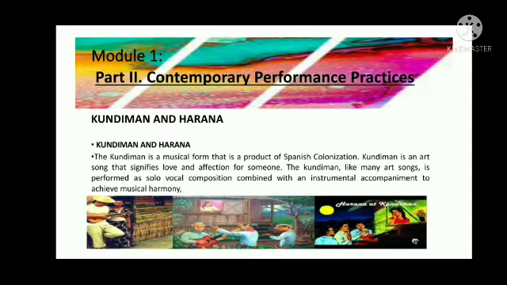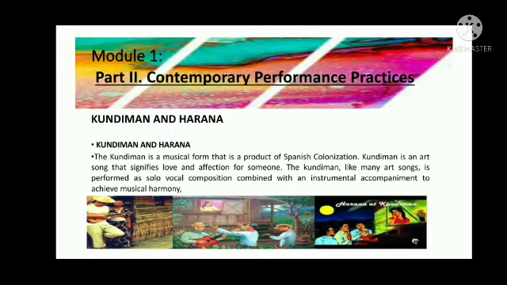Next, we have kundiman and harana. The kundiman is a musical form that is a product of Spanish colonization. Kundiman is an art song that signifies love and affection for someone. The kundiman, like many art songs, is performed as a solo vocal composition combined with instrumental accompaniment to achieve musical harmony.